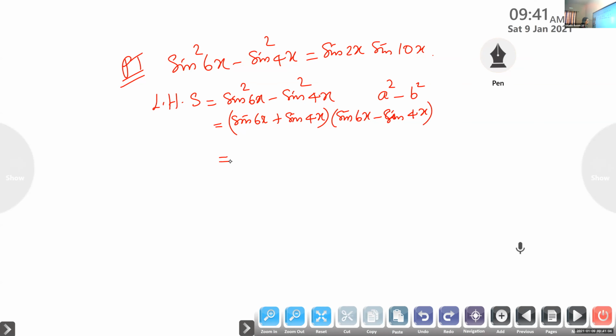Now, what is sine c plus sine d? Use the formula. Try it. Use the identity for sine c plus sine d and sine c minus sine d, and check. I'll give 2 minutes. Let me check how many of you are completing this one. Use the identity.